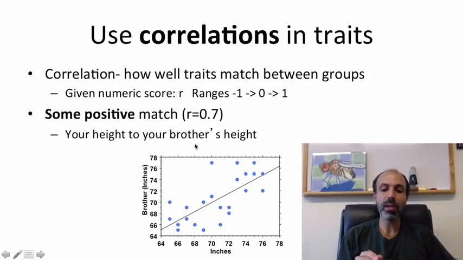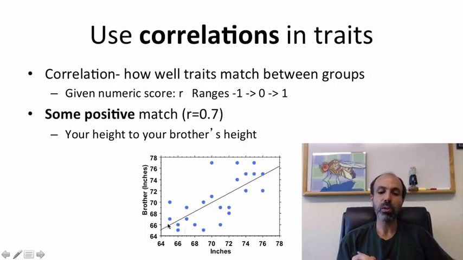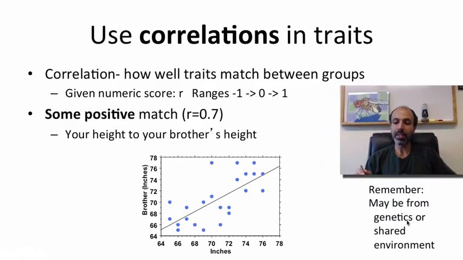Let's say you compare your height to your brother's height. You may see something more like an R of 0.7, where on average, if you have a tall brother, you're likely to be tall. On average, if you have a short brother, you're likely to be short. But it's not this perfect correlation. There are some individuals who have a tall brother but are a little bit on the short side and things like that. So it's not perfectly predictive. And again, in this case, some of this may be from genetics and some of this may be from shared environment. That's why you do see some sort of association here.